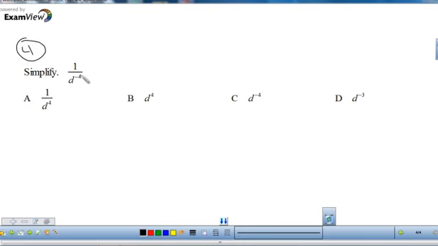So whenever we have a negative exponent, remember, since it's on the bottom, we have to move it to the top, to the numerator. So we're going to get d to the 4th, and then there's an invisible 1 underneath. So it's just d to the 4th.